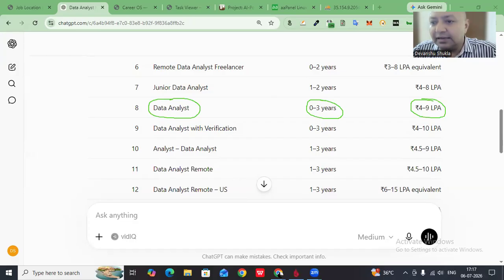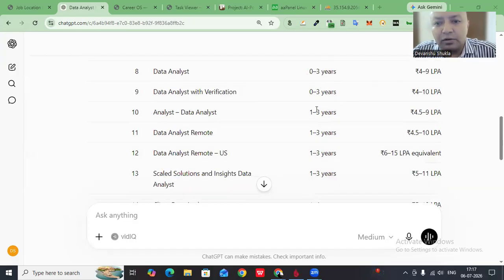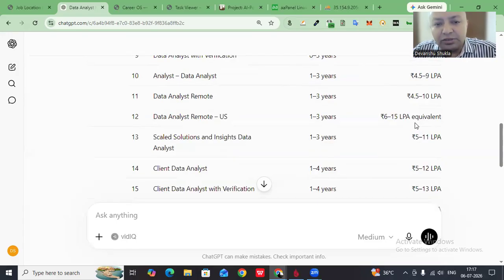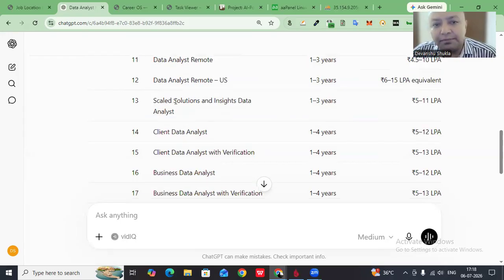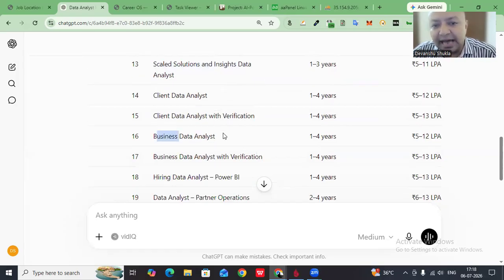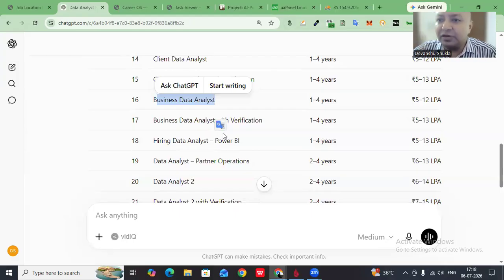Similarly, I'll address other roles. So let's say you have started as a data analyst; for around 0 to 3 years, your role would typically be data analyst. Once you are done with that, you can proceed with further roles in data analysis. These further roles could be scale solutions and insights data analyst, or a client data analyst, or a business data analyst. These would be futuristic roles which you would switch to once you are done with a few years of experience as a data analyst.